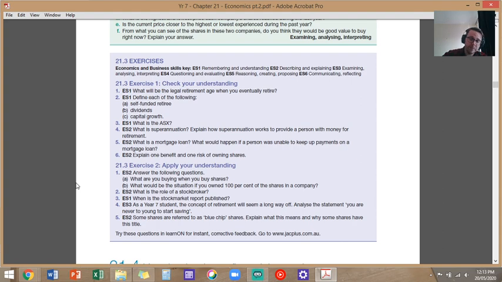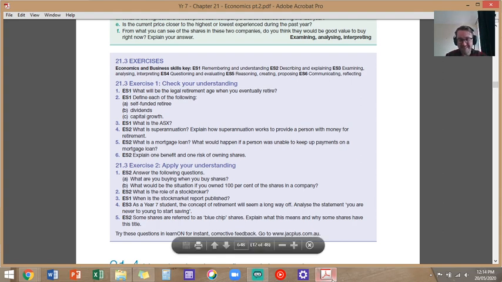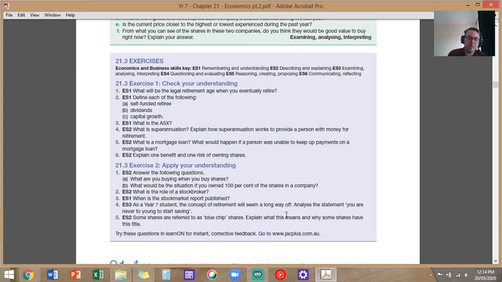And then question, I'm going to double check these questions again so I don't get it wrong. Question 4, there we go. As a Year 7 student, the concept of retirement will hopefully seem a long way off. Analyze this statement that I had you guys think about earlier. You are never too young to start saving. So what question 4 is asking for there is, what does this mean to you personally?